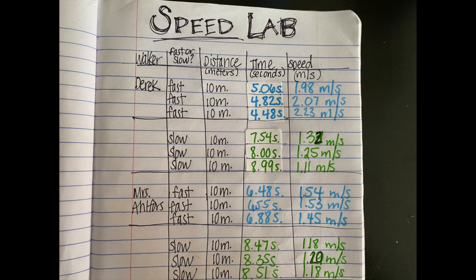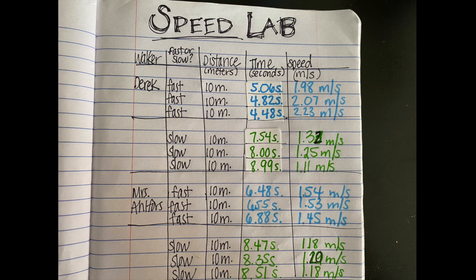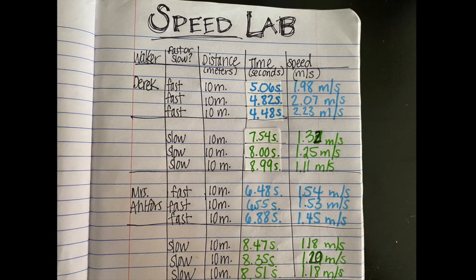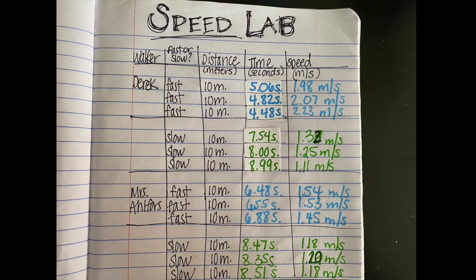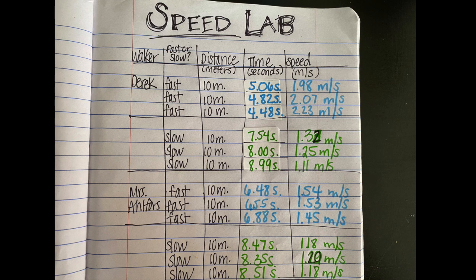So now I can see my speed and Derek's speeds when we're talking about fast and slow walking. Looks like Derek is a much faster walker than I am. I want to do one other thing so we can easily compare our results. I want to find the average of our speeds.